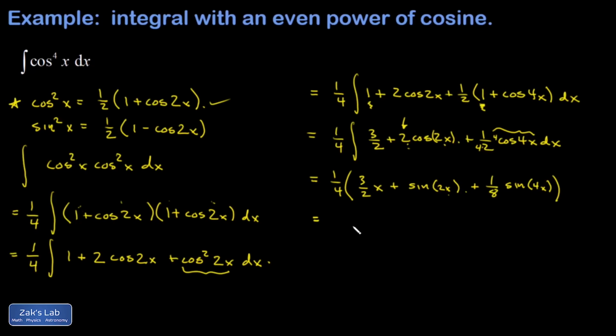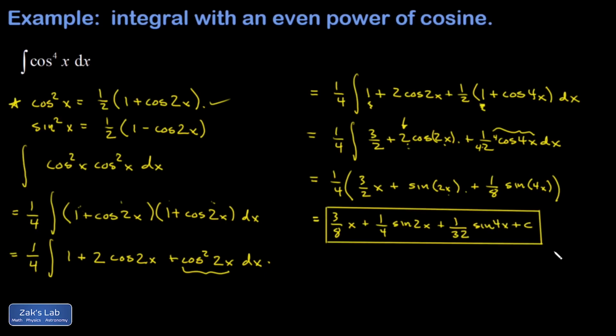So I need to clean things up a little bit, and then we can't forget to add that plus c at the very end. So I have 3/8 x plus 1/4 sine 2x plus 1/32 sine 4x plus c. And we're done with that one.